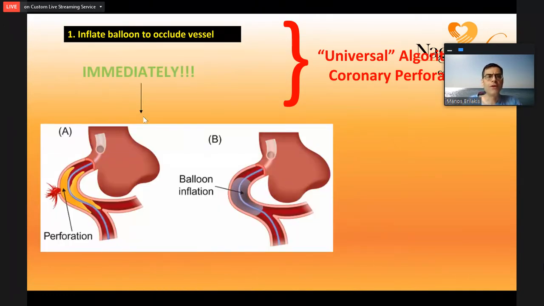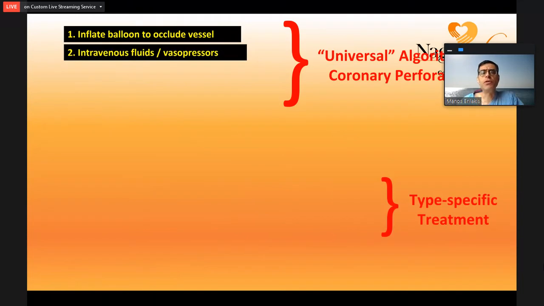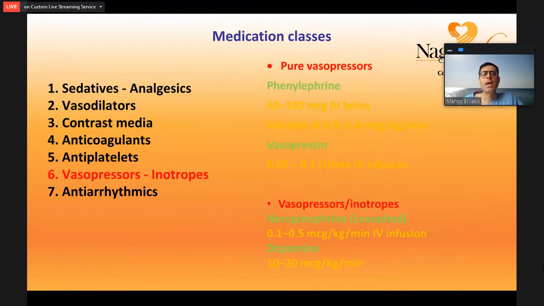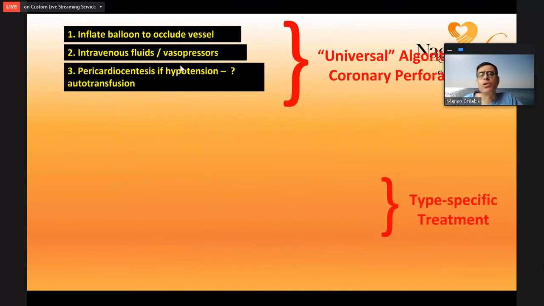So what do we do first? The very first step, any perforation, get a balloon up, either proximal or other perforation site, and stop the bleeding. That minimizes the risk of tamponade, makes everything much easier to handle. We give some intravenous fluids and vasopressors if needed. Norepinephrine is the most common one. If the patient develops hypotension, then we have to do pericardiocentesis, and actually quite often we'll take the blood and give it back through a peripheral vein.